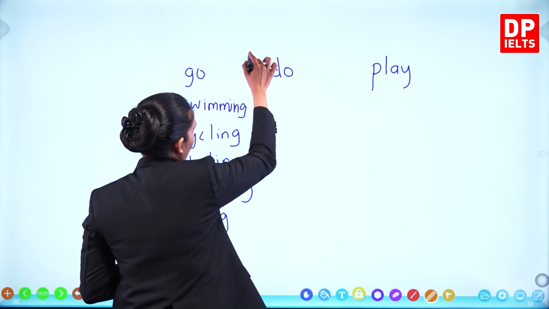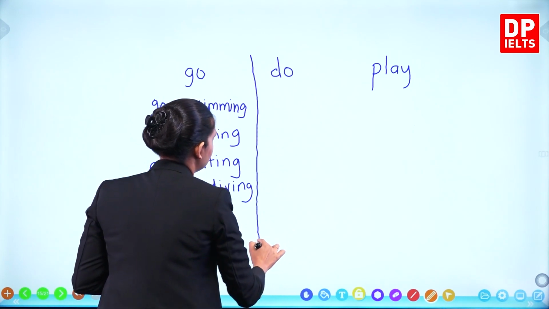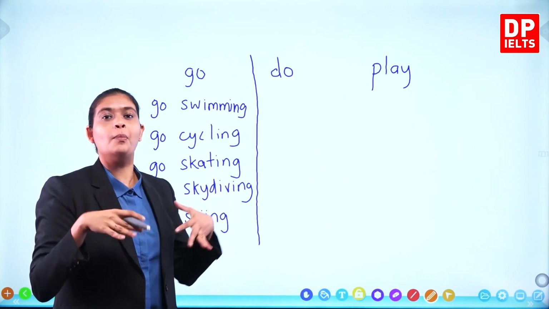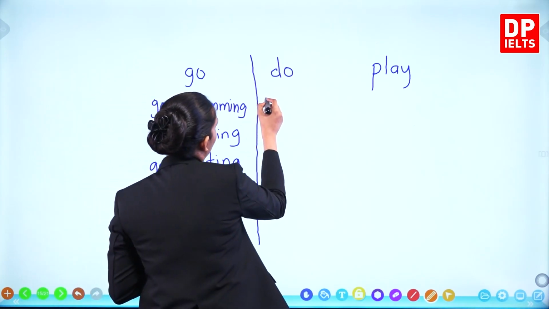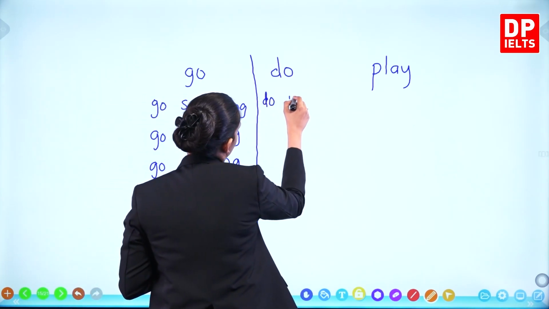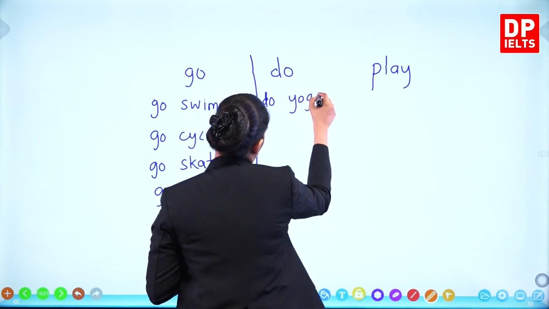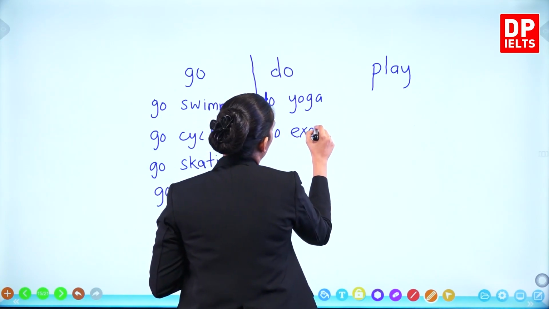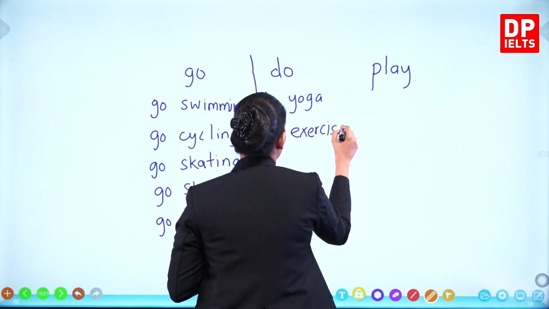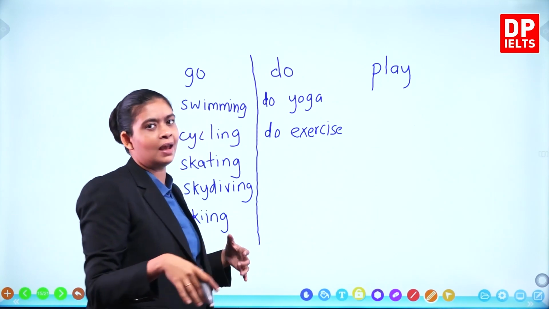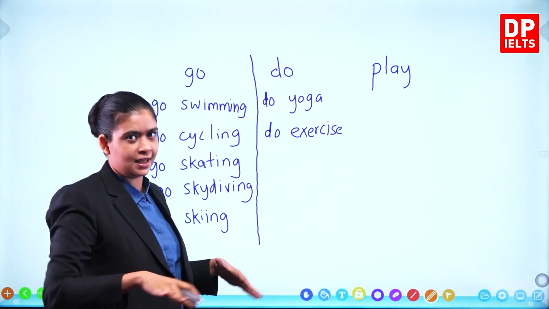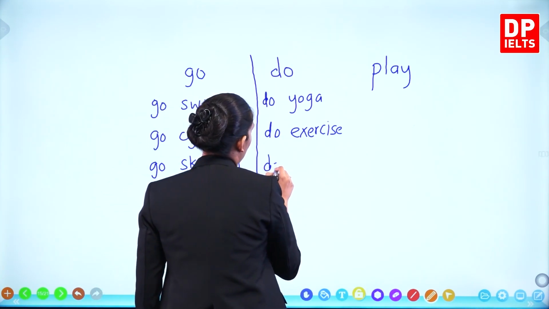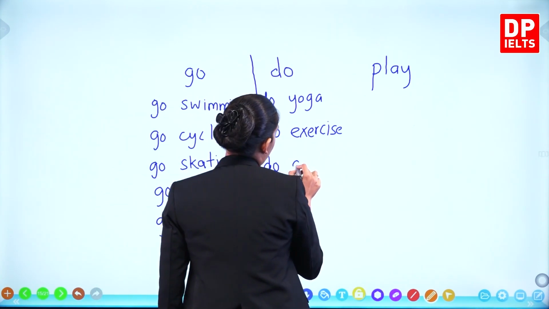Do, on the other hand, is usually things that you do alone or things that you do for your body. Example, do yoga. Do exercise. Now, remember, we don't say exercises here. Exercises are like the maths exercises. But this exercise is just exercise. Do aerobics.